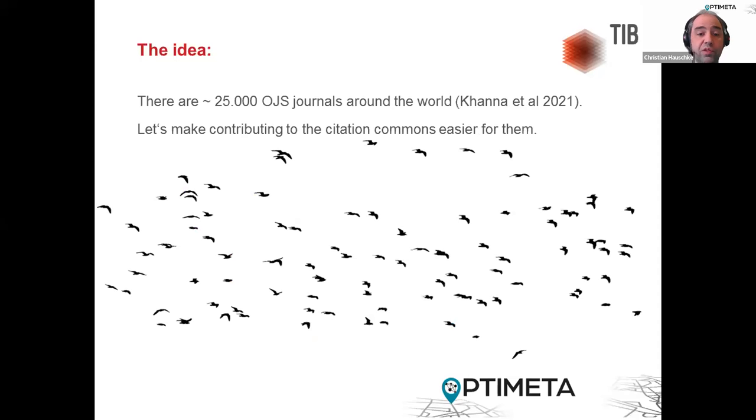Currently, there are around 25,000 journals that are hosted with the open source software, Open Journal Systems. It was just presented at the Open Publishing Fest, I think a few weeks ago, that there are really 25,000 journals. That's massive. And a lot of these journals are not in Scopus, Web of Science, Dimensions, and they are not in the Open Citations Index, like Coki or something. So we wanted to make contributing to the citation commons easier for them, because a lot of these journals are really challenged by the technique and the metadata standards and so on.